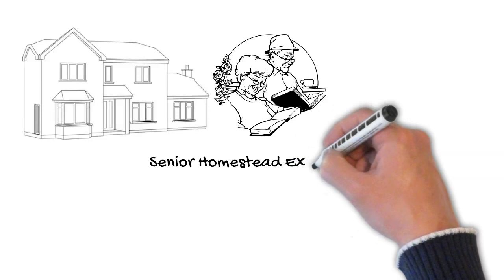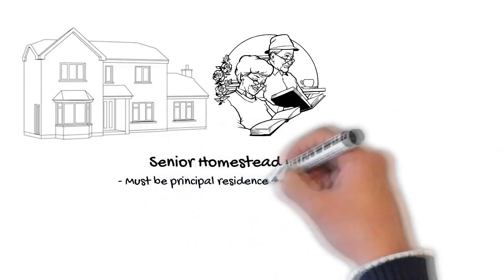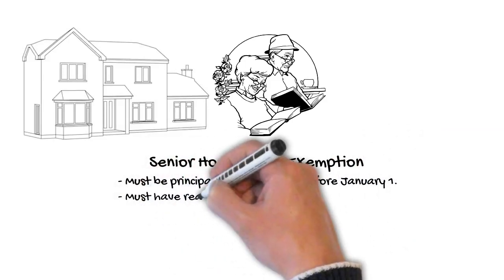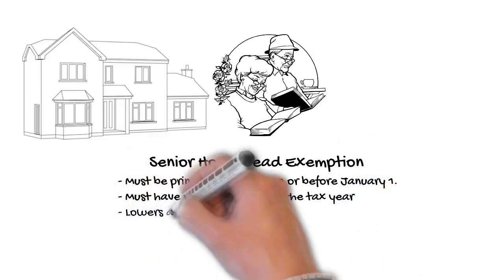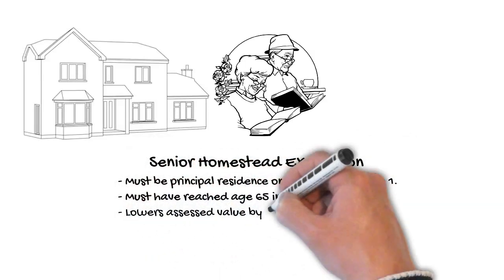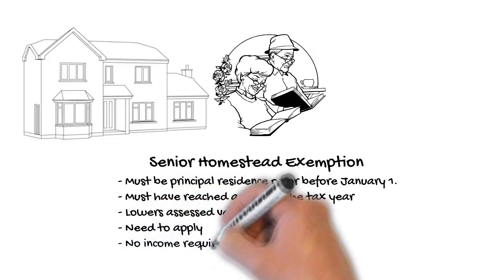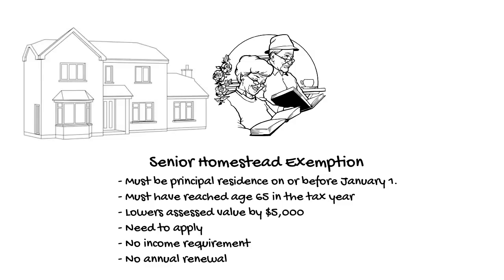To be eligible for the Senior Citizen Homestead Exemption, your home must have been your primary residence on or before January 1st of the tax year, and you must have reached age 65 during the tax year. This exemption lowers the assessed value of your home by $5,000. There is no income requirement. You do need to apply. However, there is no annual renewal requirement.